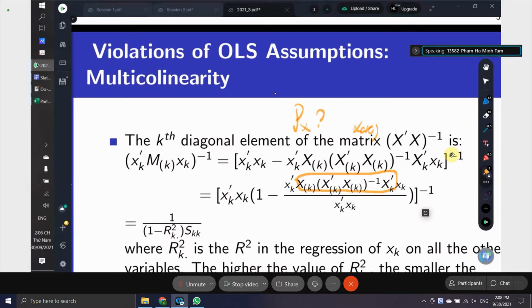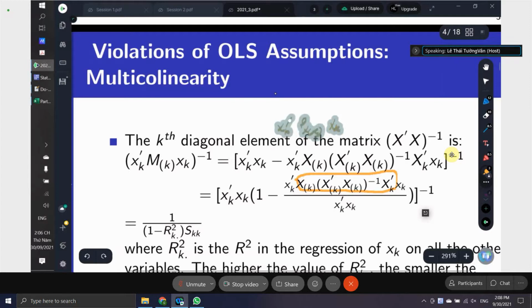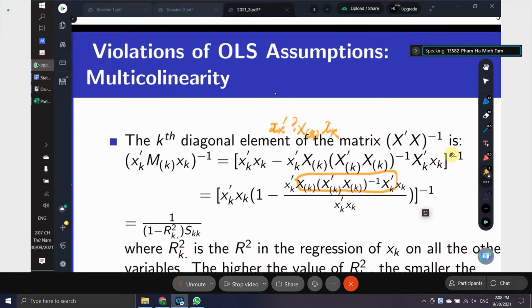I don't know. You don't know. It is x prime xk prime p xk, right? Now I think to be precise, in my right hand writing, it should be xk prime p xk xk. Is that right, Minh Tâm? Yes. Yeah, this is the projection matrix on the set of k minus variable, removing the variable xk, right?